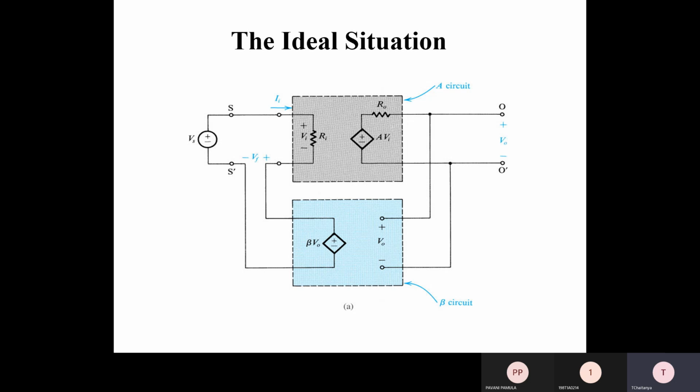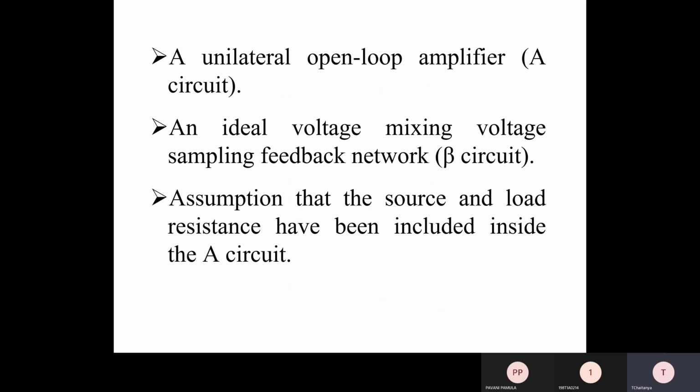So this one is the amplifier. For the amplifier we will find the input resistance and input voltage, and on the output side we will find the output A into Vi, where Vi is the input voltage multiplied with the gain. So A into Vi, where R0 is the output resistance. This is a unilateral open loop amplifier circuit, with an ideal voltage mixing, voltage sampling feedback network. We assume that the source and load resistance have been included inside the circuit A.